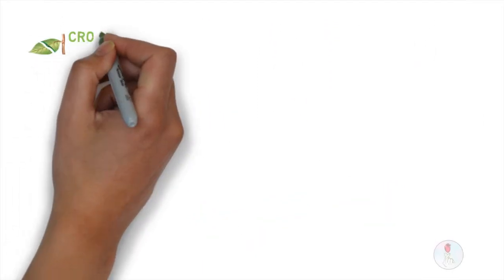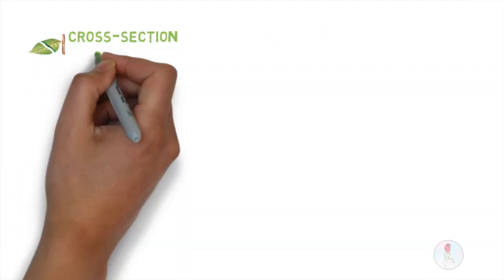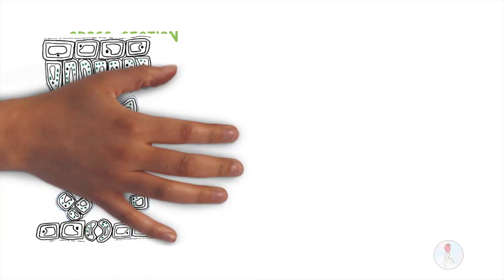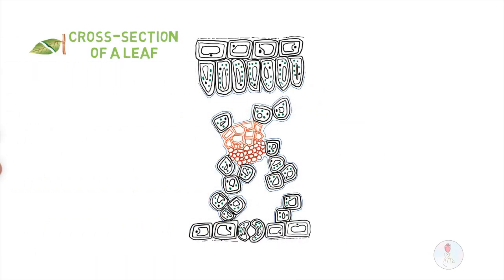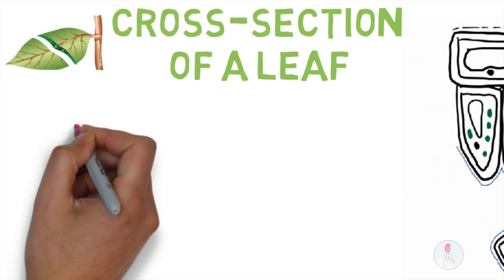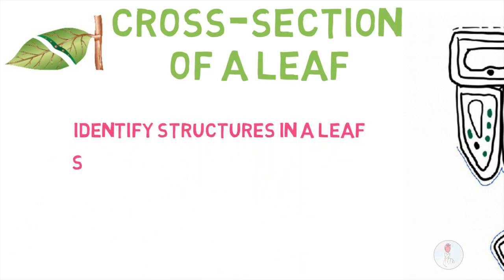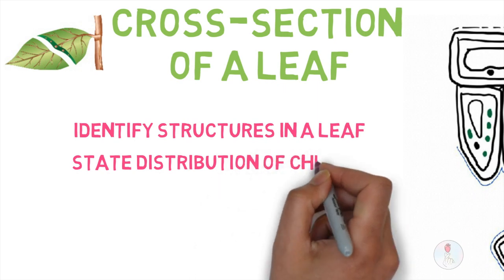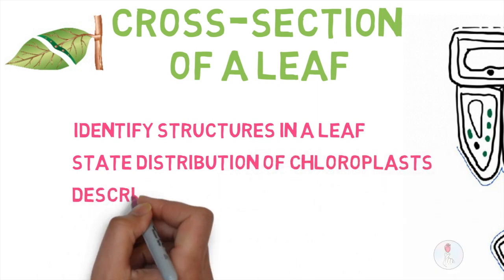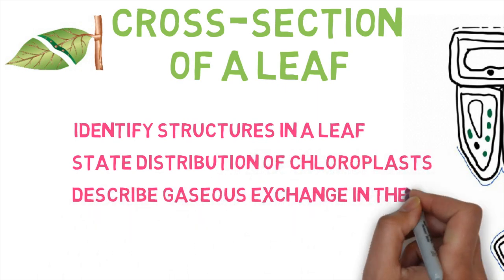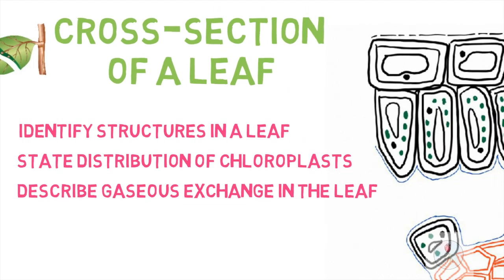Hi everyone! In this video, we're going to look at the cross-section of a leaf. To guide you through this, there will be 3 checkpoints for the 3 objectives. Number 1, to identify the structures in the leaf. Number 2, to state the distribution of chloroplasts. And number 3, to describe the gaseous exchange that occurs in the leaf.